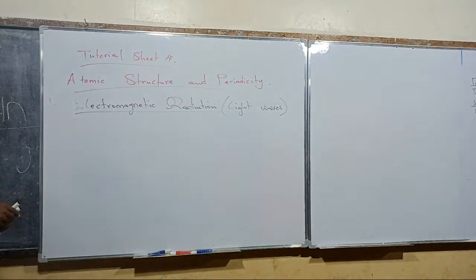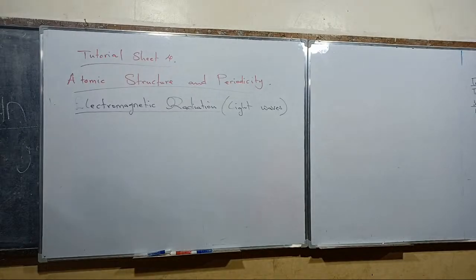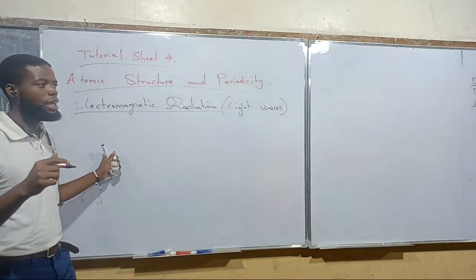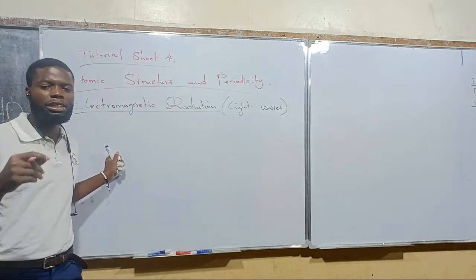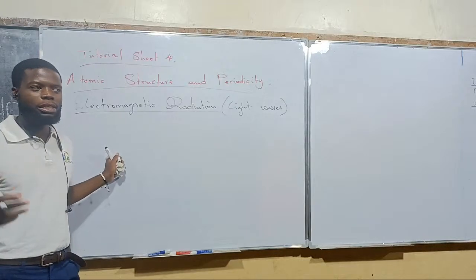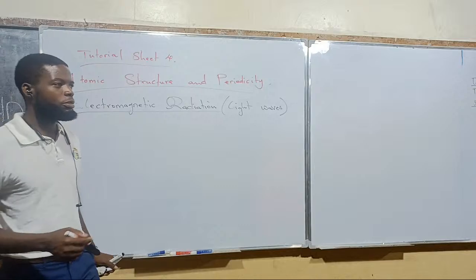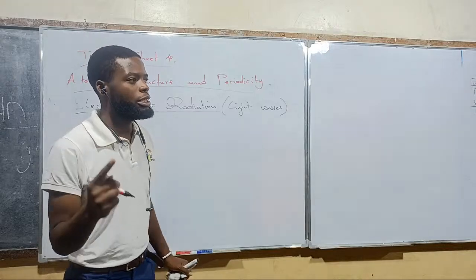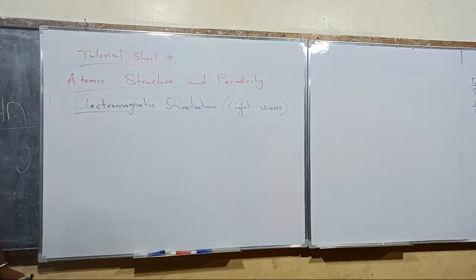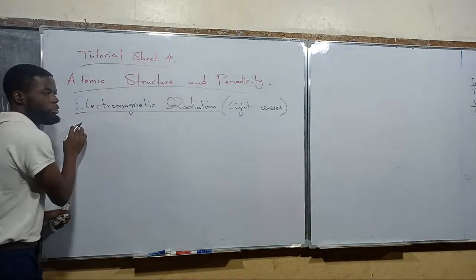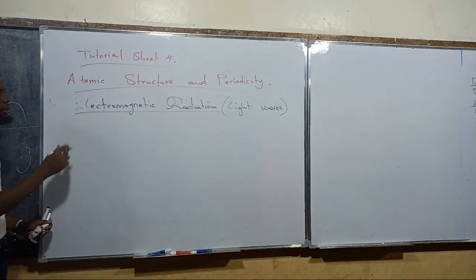Now, all electromagnetic radiations have three primary characteristics. They have frequency, they have wavelength, and they all travel at a constant speed, the speed of light, which is 2.9979 times 10 to the power 8.